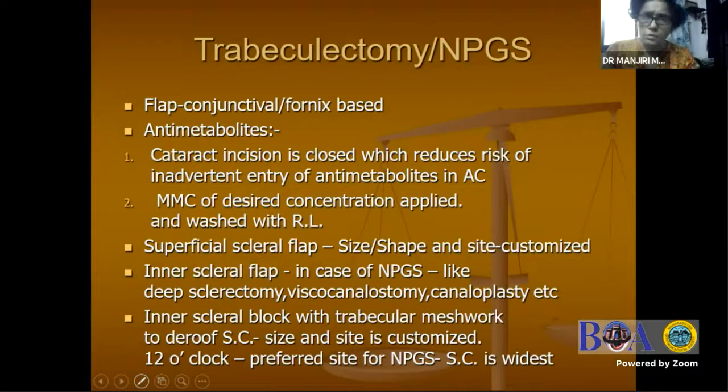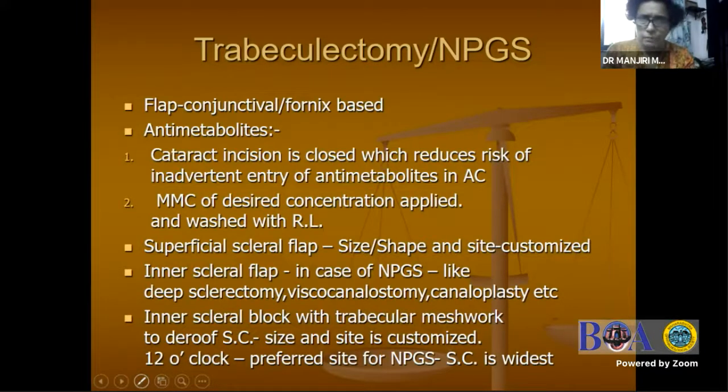Flap choice is usually conjunctival, limbus or fornix based. My choice is a fornix-based flap. Here, then, antimetabolites are applied. The cataract incision is closed, which reduces the entry of antimetabolites, and MMC of desired concentration is applied, and then it is thoroughly washed with Ringer. Superior scleral flap size, shape, and site is customized because you have the total superior site to manage this according to the grade of glaucoma and choice of surgeon.